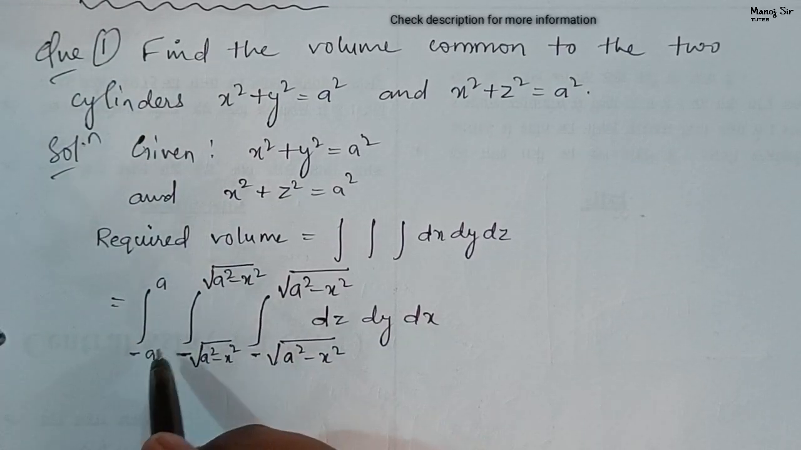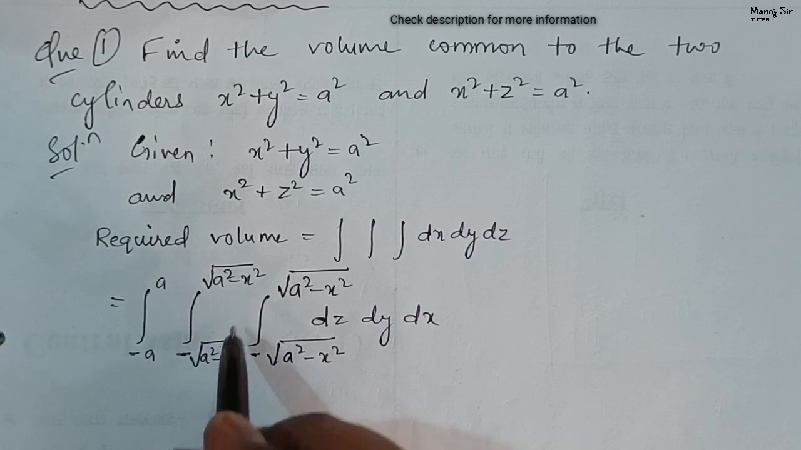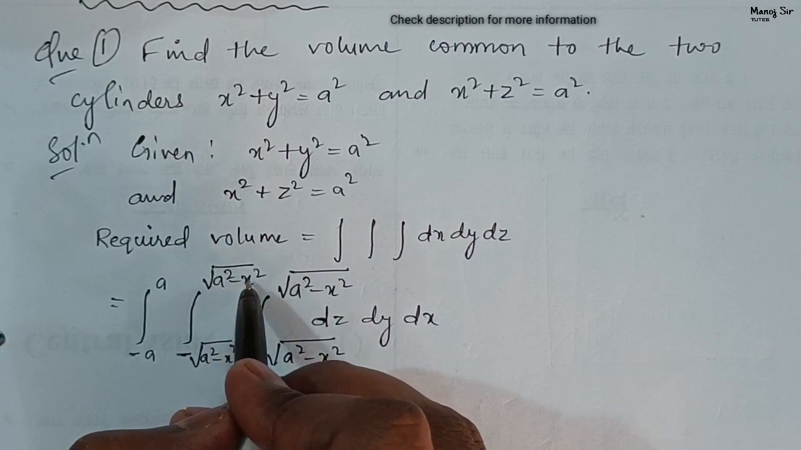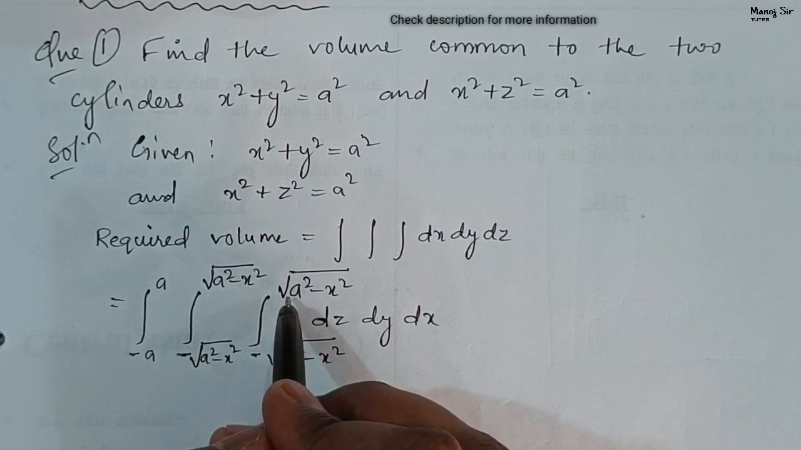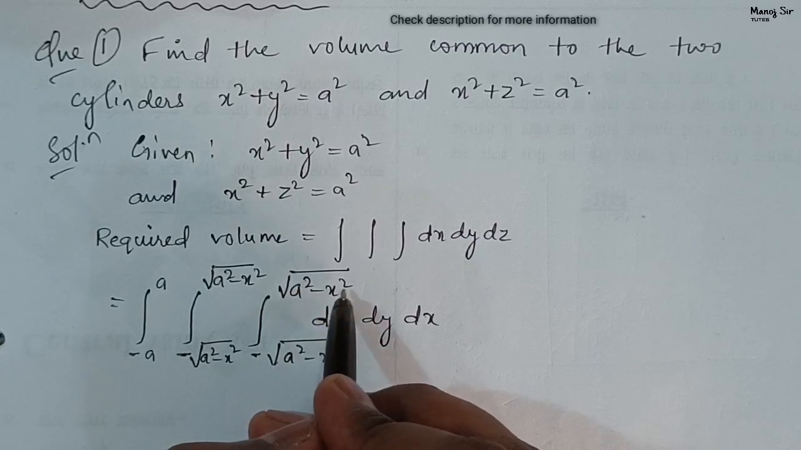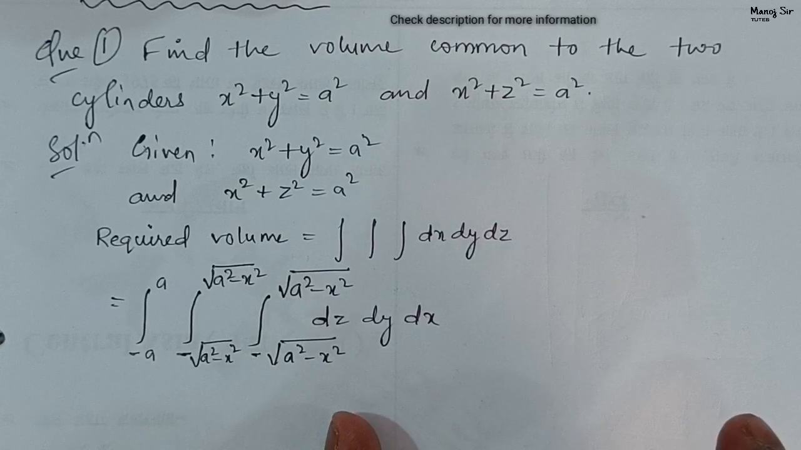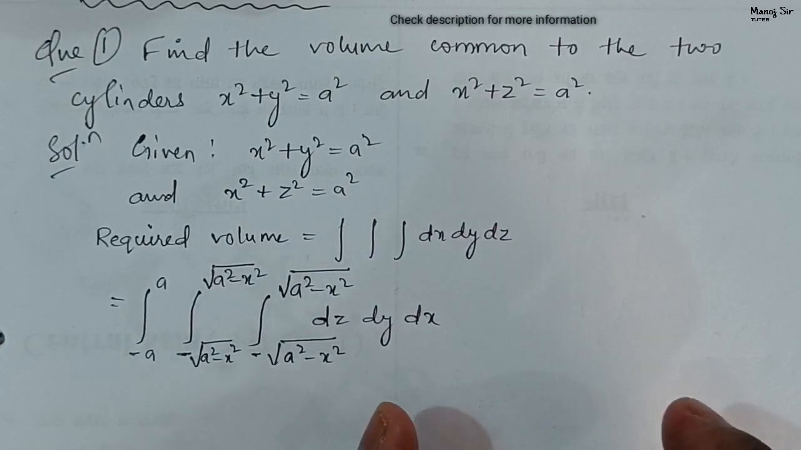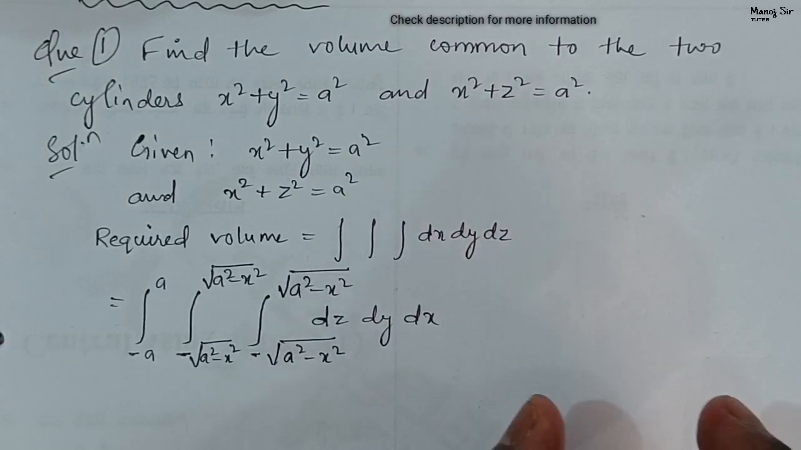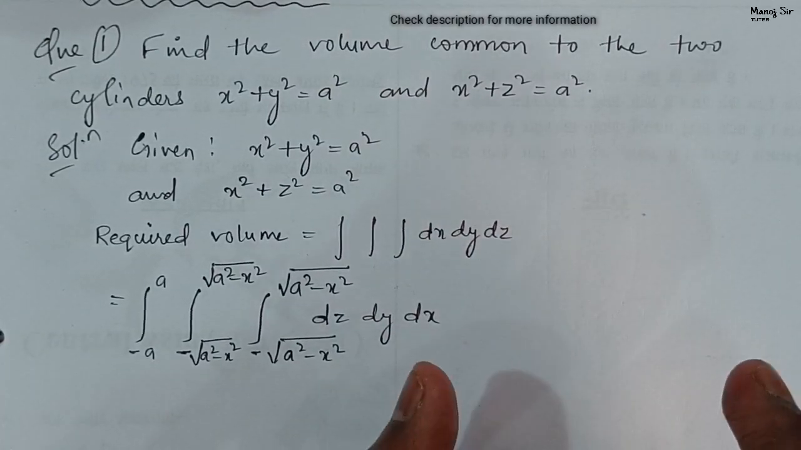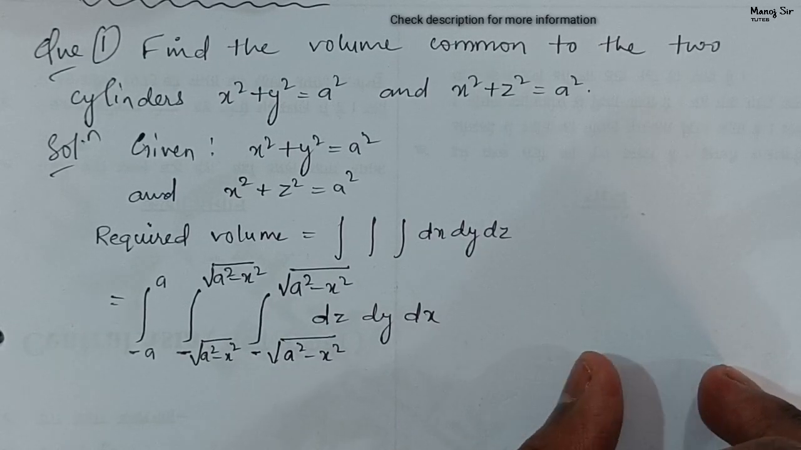Again, here you can see we have minus a to plus a, minus root over of a square minus x square to positive root over of a square minus x square, and the same again for z. Since here we have minus a to plus a, we know that minus a to plus a is equal to twice of 0 to a. I am repeating this once again: minus a to plus a is equal to twice of 0 to a.